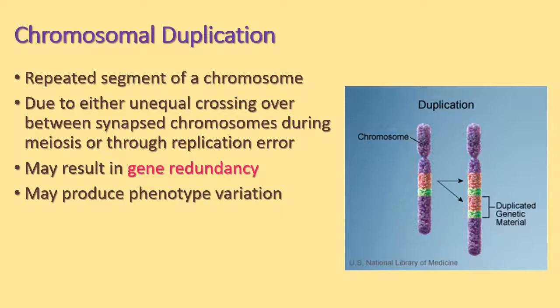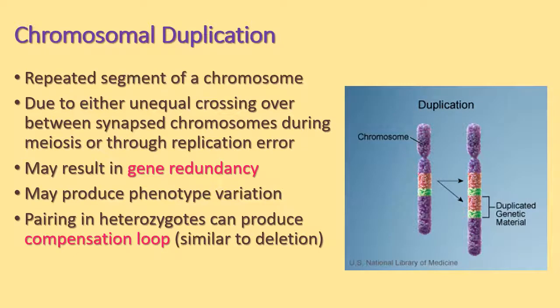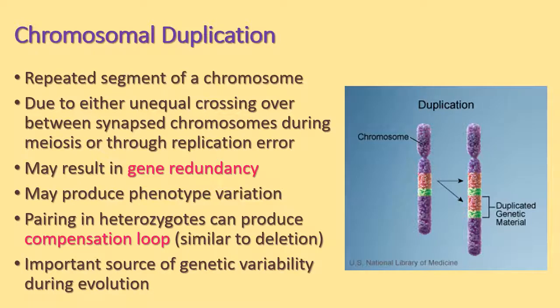Now, it can produce a variation in phenotype and will also give those compensation loops that are similar to deletions when the heterozygotes pair during meiosis. This actually can be a good thing. It's an important source of genetic variability.